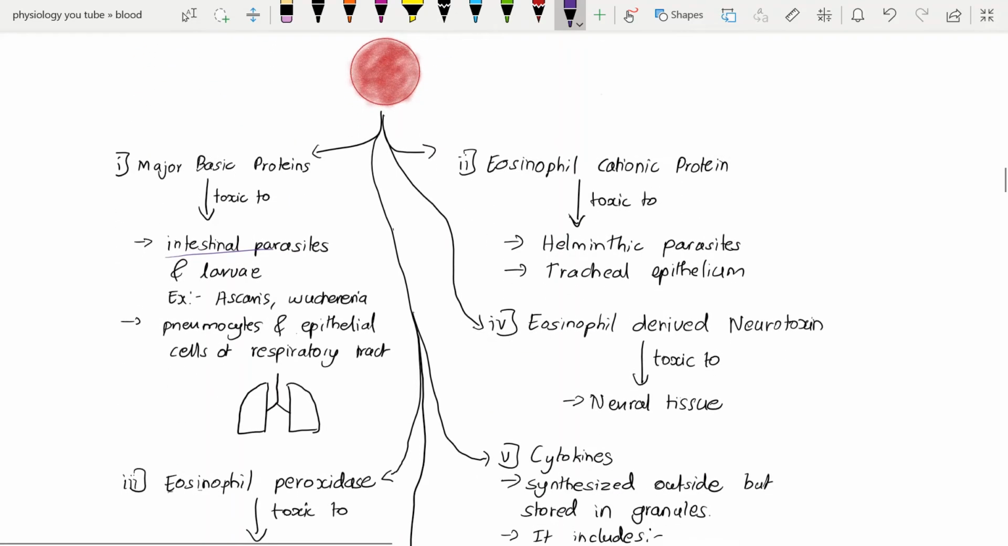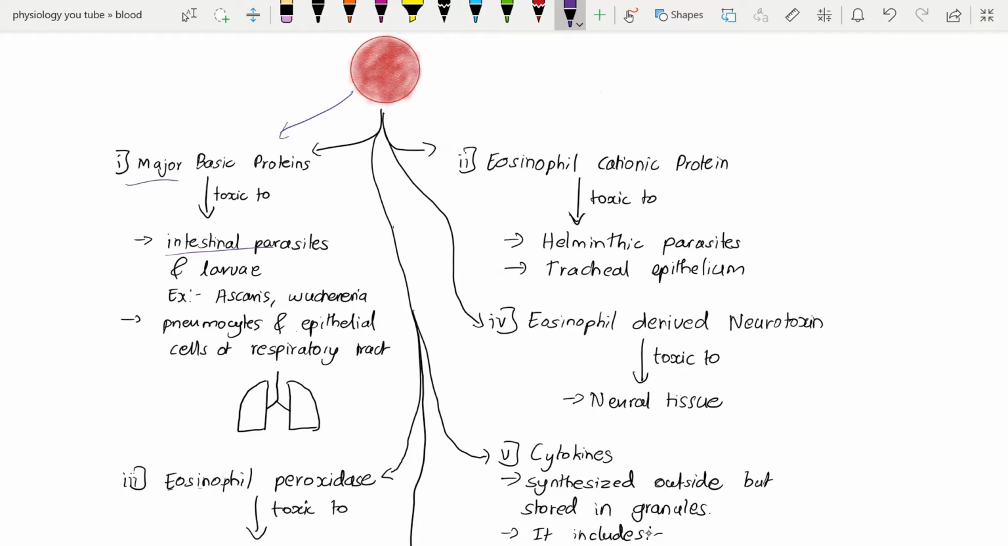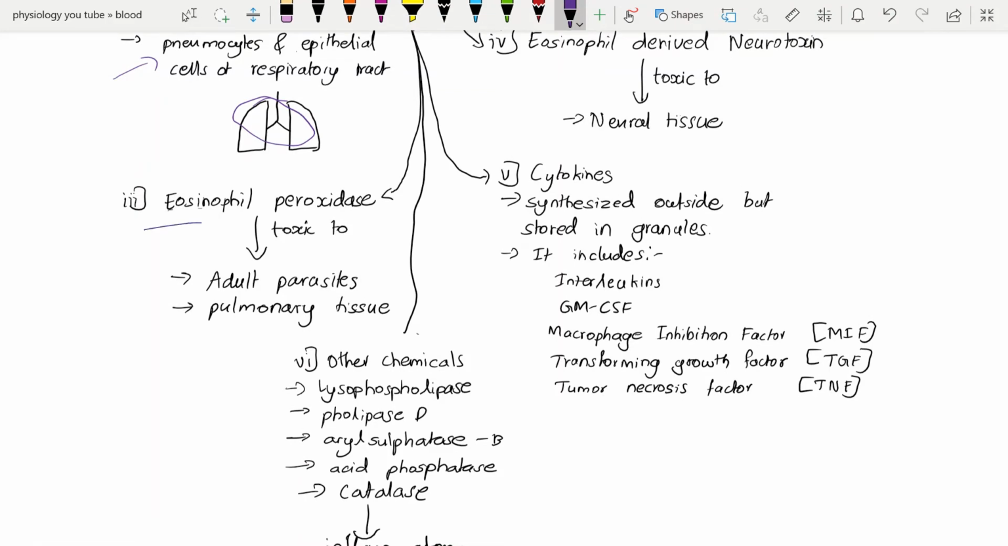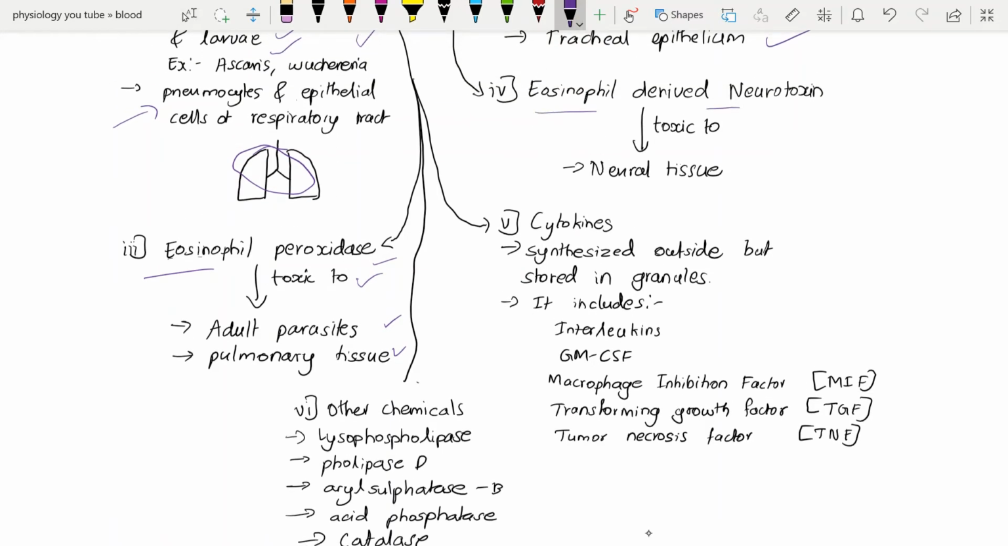Eosinophilic granular contents. Basically, the major basic protein is toxic to intestinal parasites and larvae such as Ascaris, Wuchereria and the hookworms, etc. And it is also toxic to the pneumocytes and epithelial cells of the respiratory tract. Eosinophil cationic protein is again toxic to the helminthic parasites and the tracheal epithelium. Eosinophil peroxidase is toxic to adult parasites as well as pulmonary tissue. And eosinophil derived neurotoxin is toxic to neural tissue, as the name suggests.